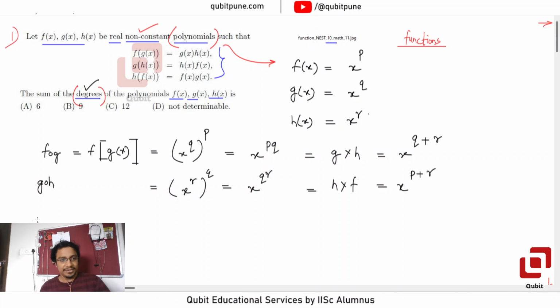Okay, last one, h of f. So f is the inner function now, which has degree p, so here we will get x raised to pr, and on the other side we have f into g, so that will be p plus q.